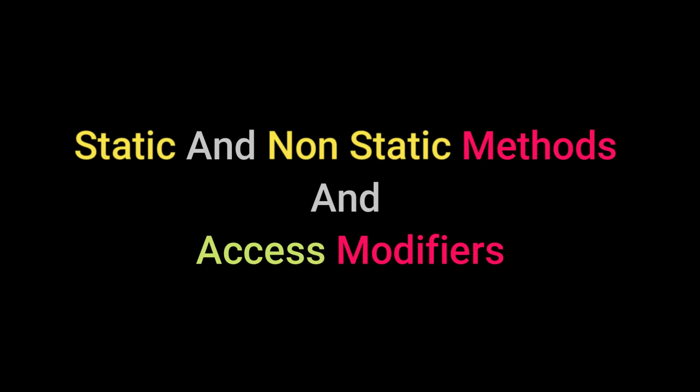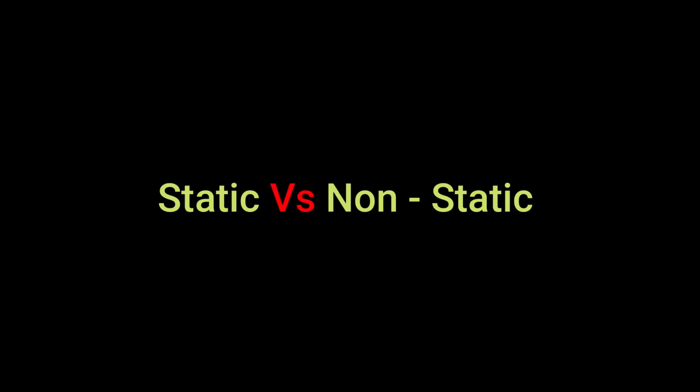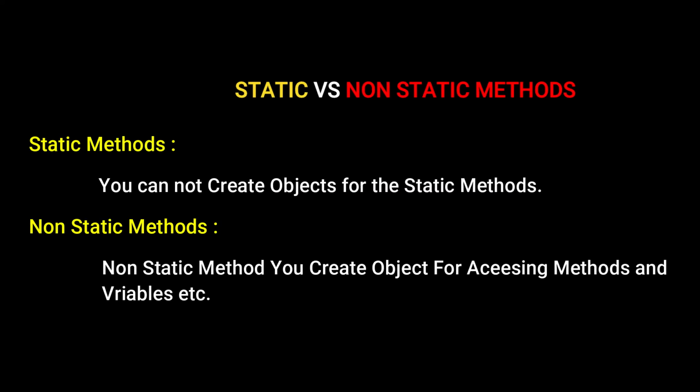Today we will see what static and non-static methods are, and also what access modifiers are and how many types there are. First of all, let's see what static and non-static methods are. Static methods are those for which you cannot create an object, and for non-static methods you must create the object for accessing methods or variables, etc.